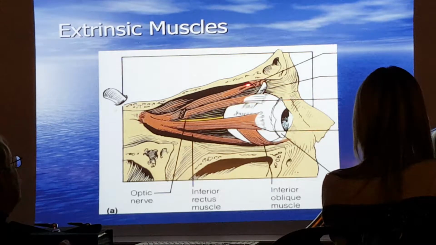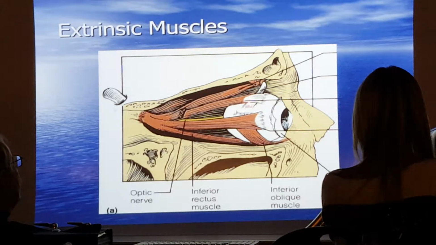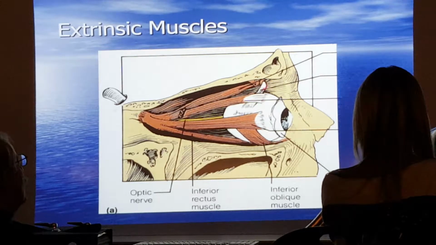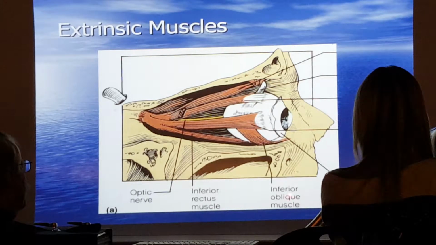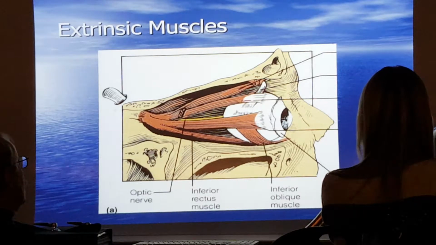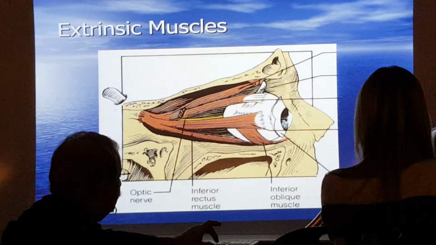But then you have 2 of them that go through little pulleys, and it's kind of hard to imagine. Contraction of this would sort of want to pull your eye inward and maybe rotate it even a little bit. Kind of hard to imagine why we need that. But it's also controlled by the oculomotor. This is the superior oblique muscle. The inferior oblique muscle, no, pardon me, this superior one is not controlled by the oculomotor. It's the inferior one that is. Minor point, really.